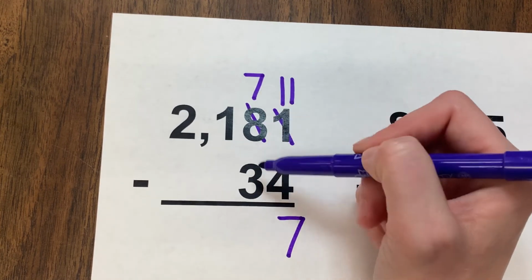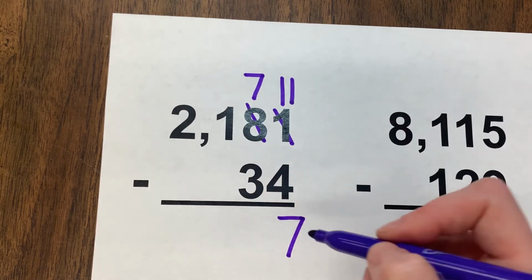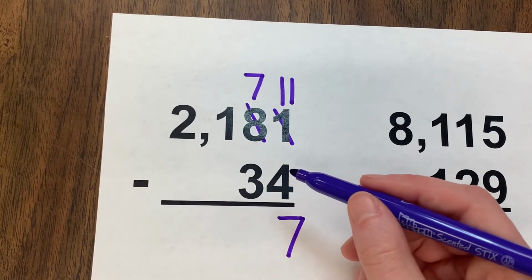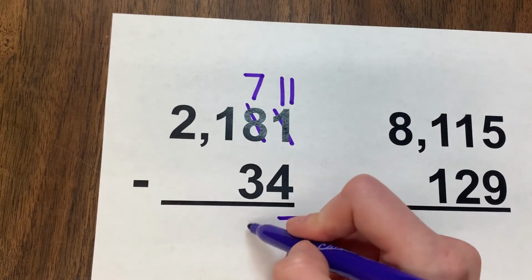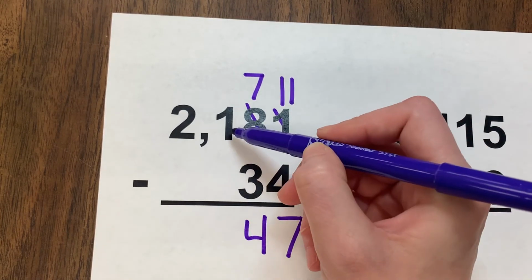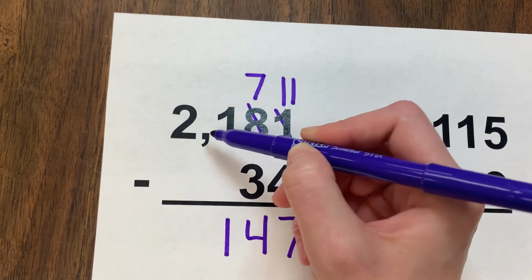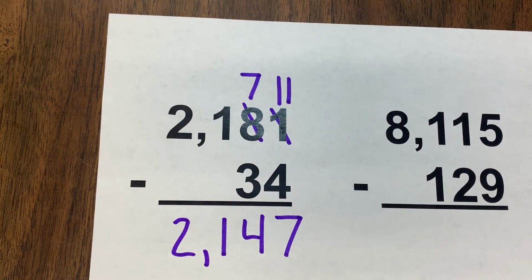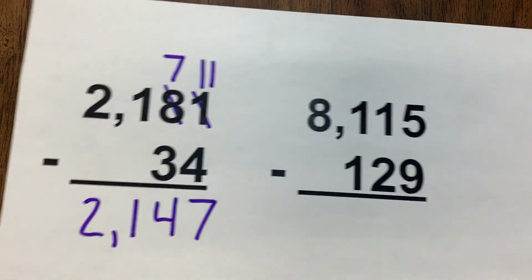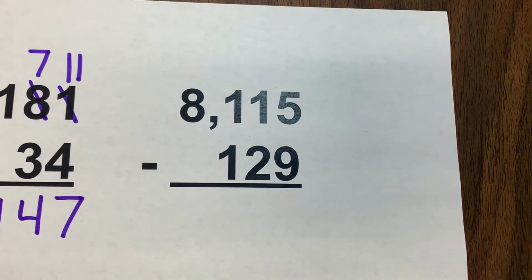Okay, 7 minus 3 is 4. And now you just bring down the 1 and the 2. And don't forget the comma. All right. Last one.